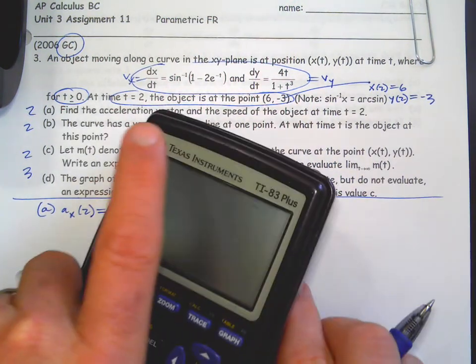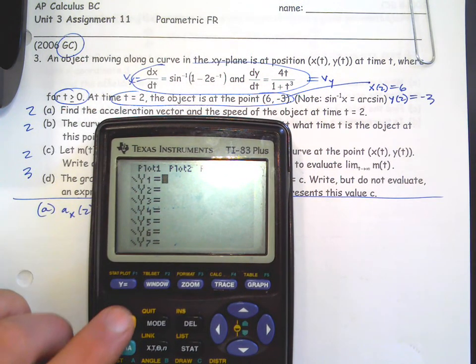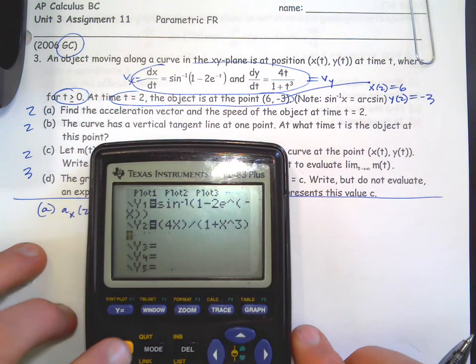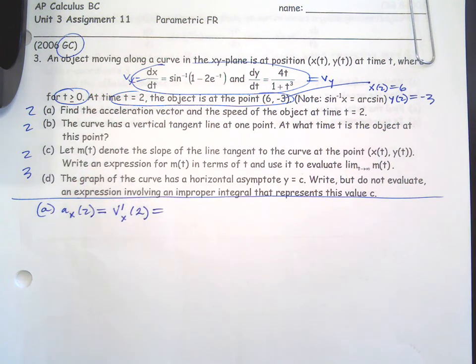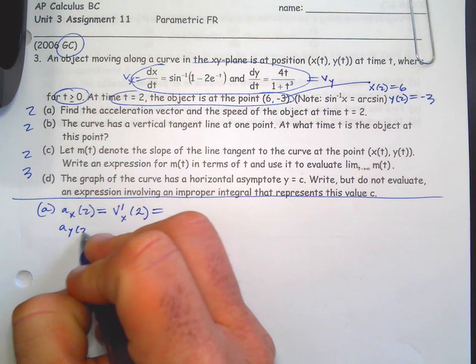I'm probably going to enter these equations in my Y menu because it probably saves me some time. Inverse sine of 1 minus 2e to the negative t, but I'm putting x's in, since I'm in regular function mode. Parentheses for x divided by parentheses 1 plus x to the third. That looks good. Go back to the home screen. And I'm going to do acceleration in the y direction also this way.